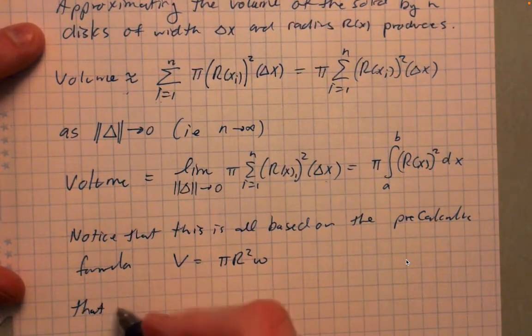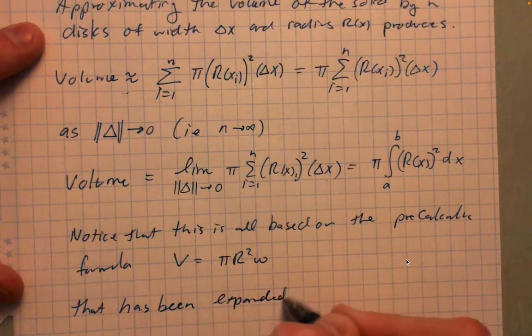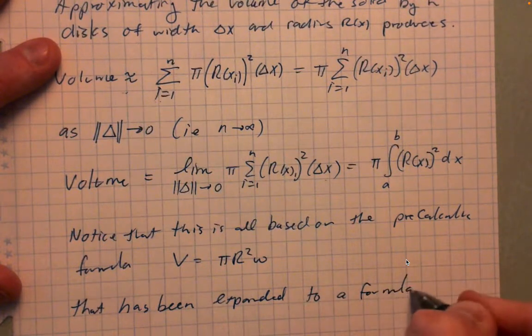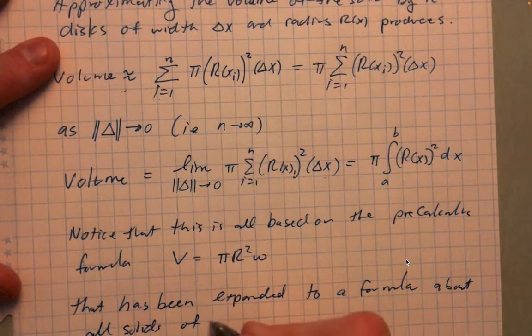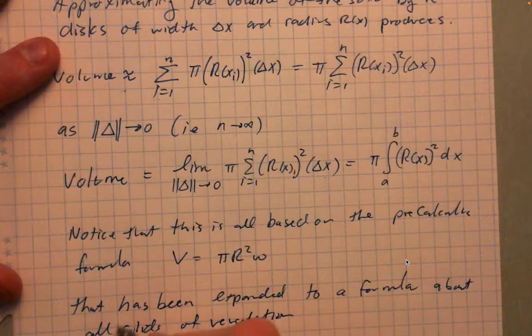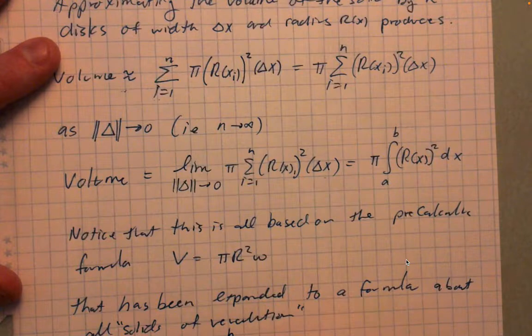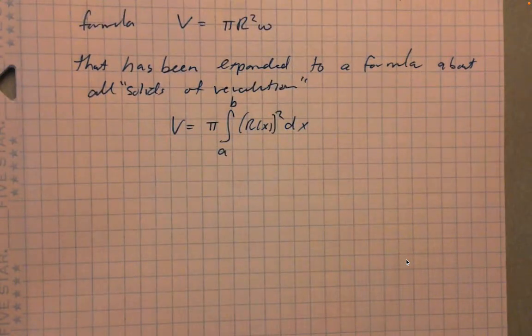So this has been expanded to a formula about all solids of revolution. Okay, so V equals pi times the integral from a to b of r of x squared dx. All right, perfect. And so this is the disk method. This is the disk method right here.